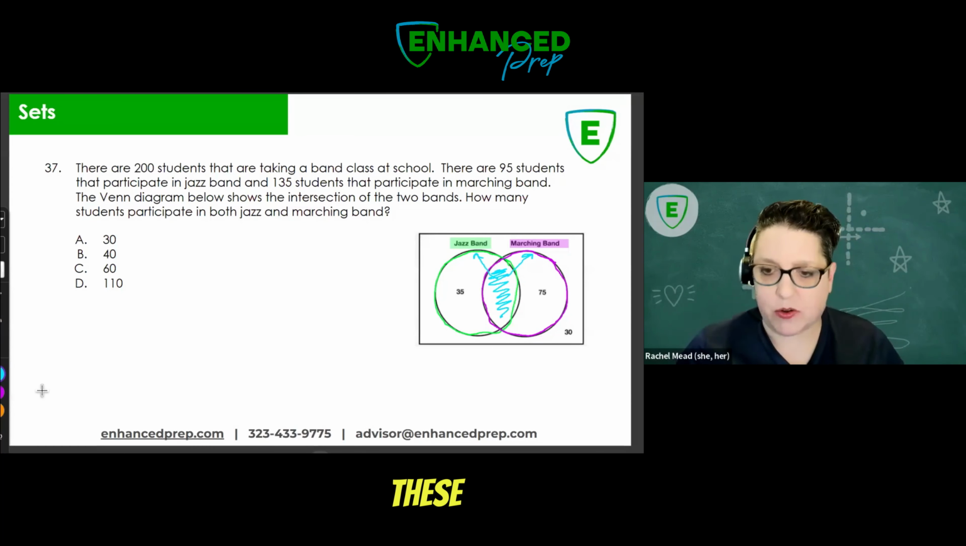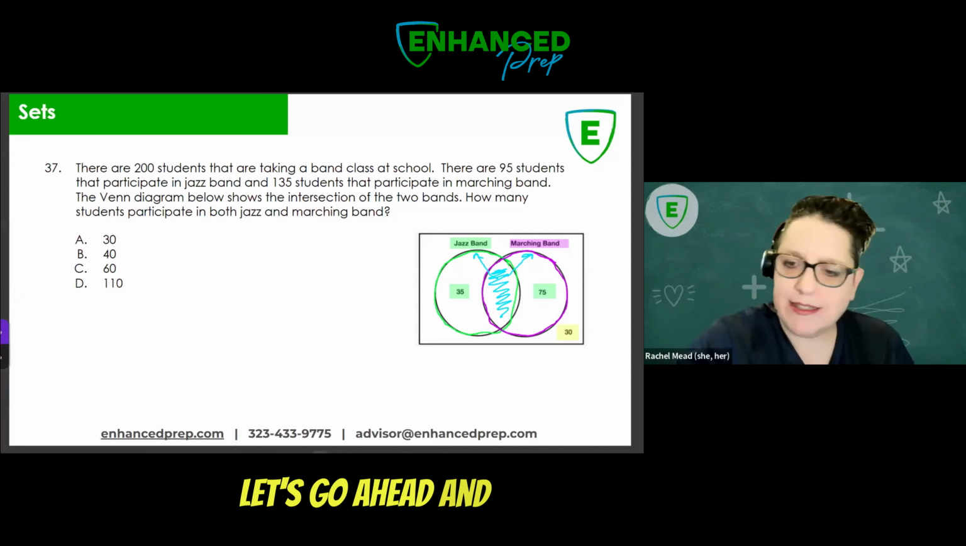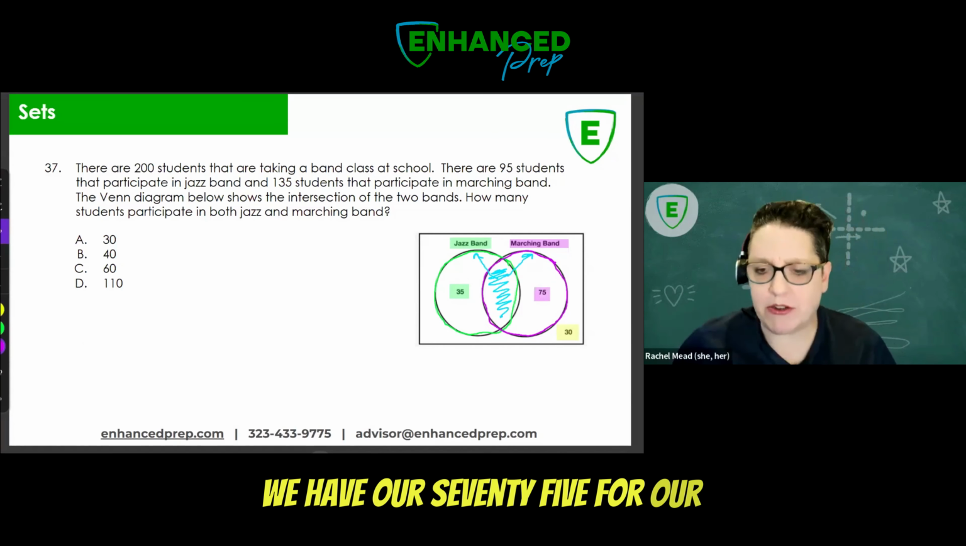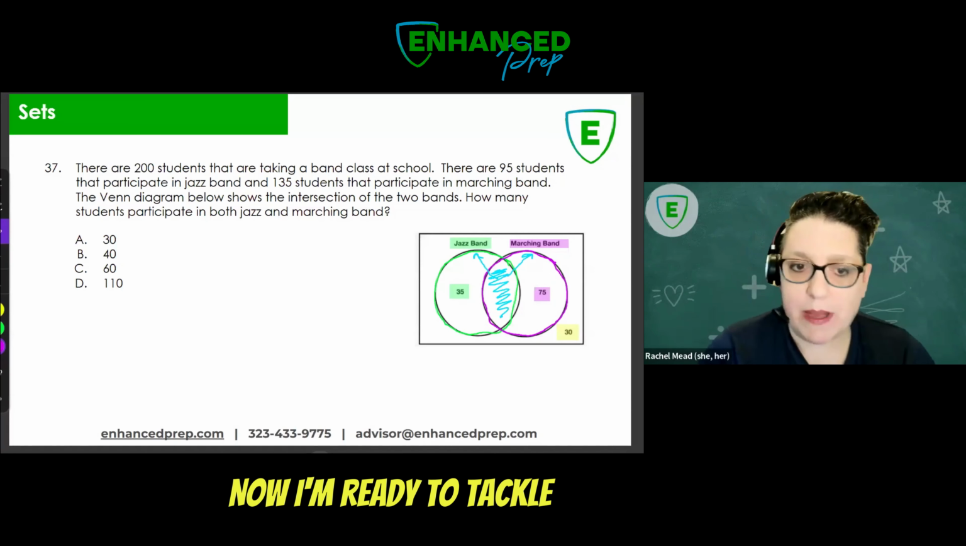Now, another piece of information that we have here is this 30. This 30 means it's a number in my set, but it doesn't relate to jazz band and it doesn't relate to marching band. So we might need that information as well. We also have our 35 that is currently in our circle for jazz band, and our 75 for our marching band. Now I'm ready to tackle my question.